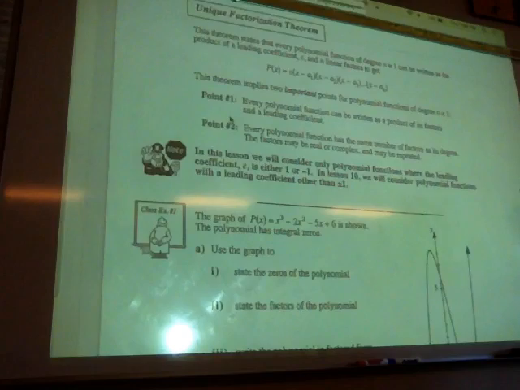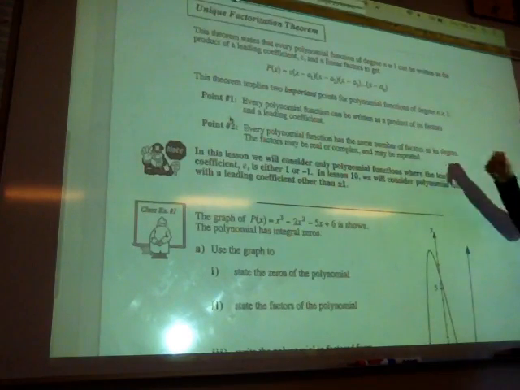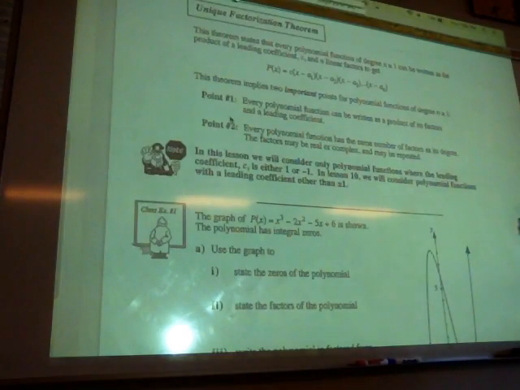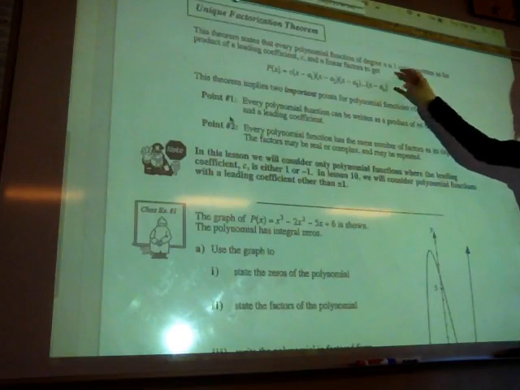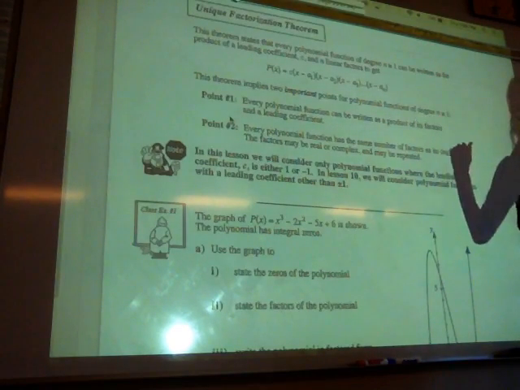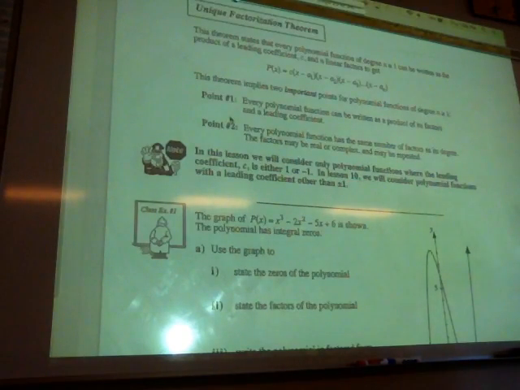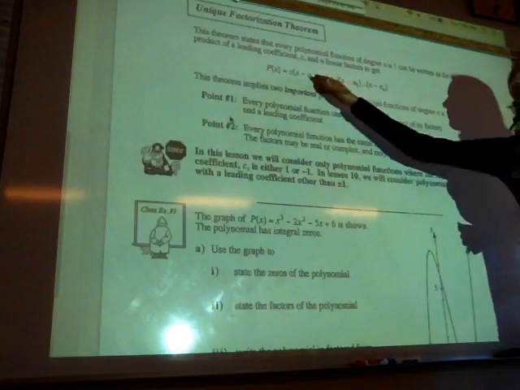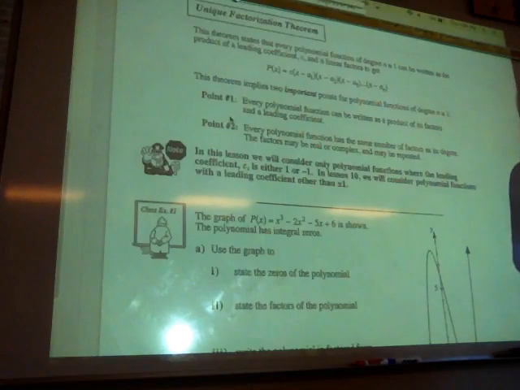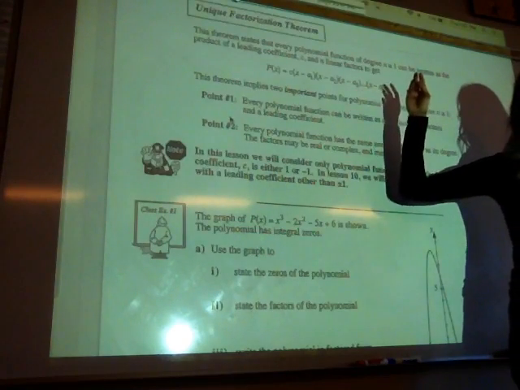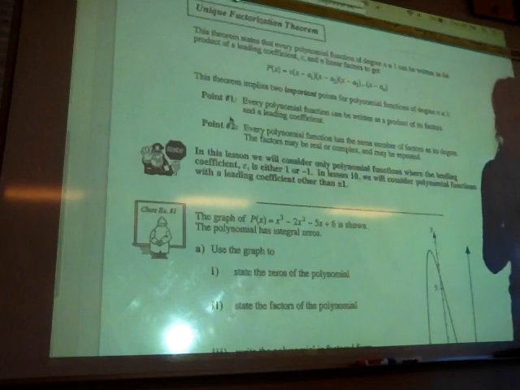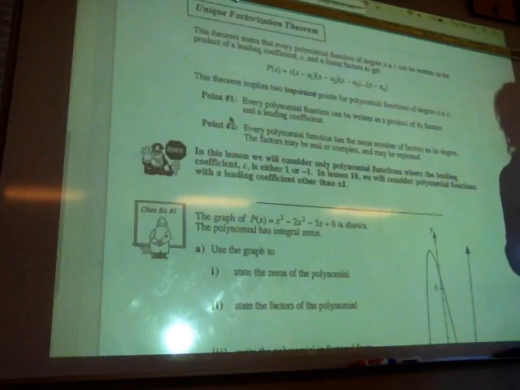So there's a few important points here. Every polynomial can be written as a product of its factors with the leading coefficient. We have factors that are multiplied together, and the polynomial is the product of all those. Every polynomial function has the same number of factors as its degree. So if you have 3 factors, you have degree 3. If you had 4 factors, what would your degree be? Degree 4, because you'd have x times x times x times x, so you get x to the power 4.